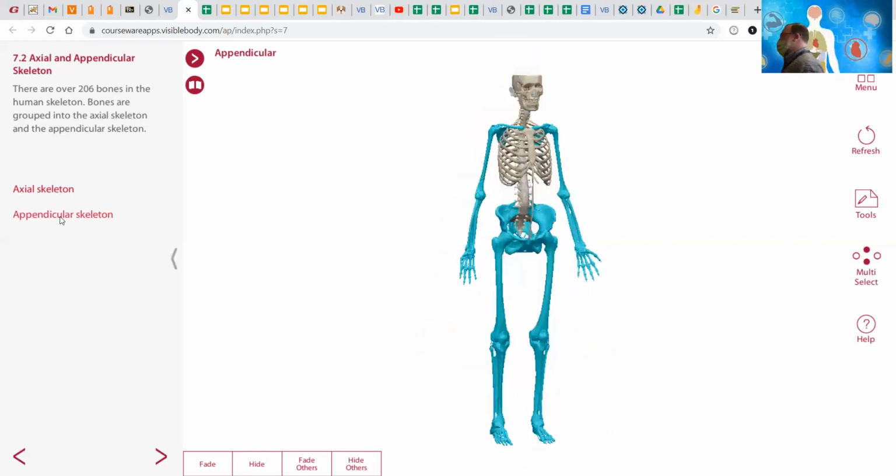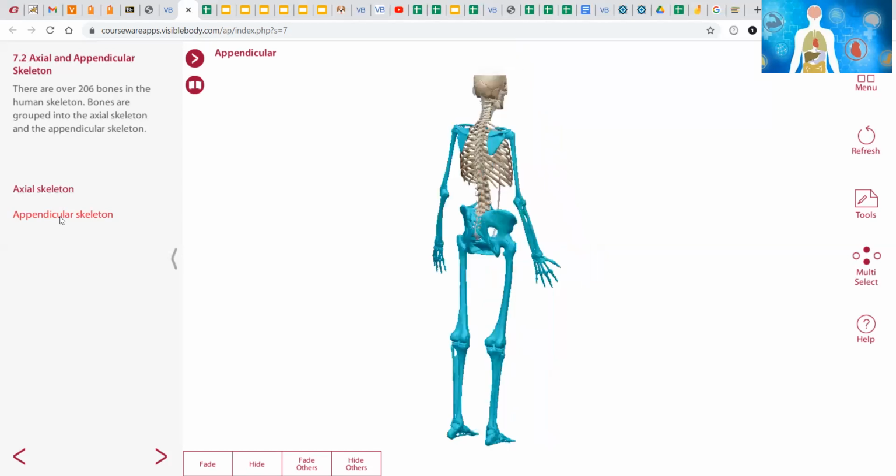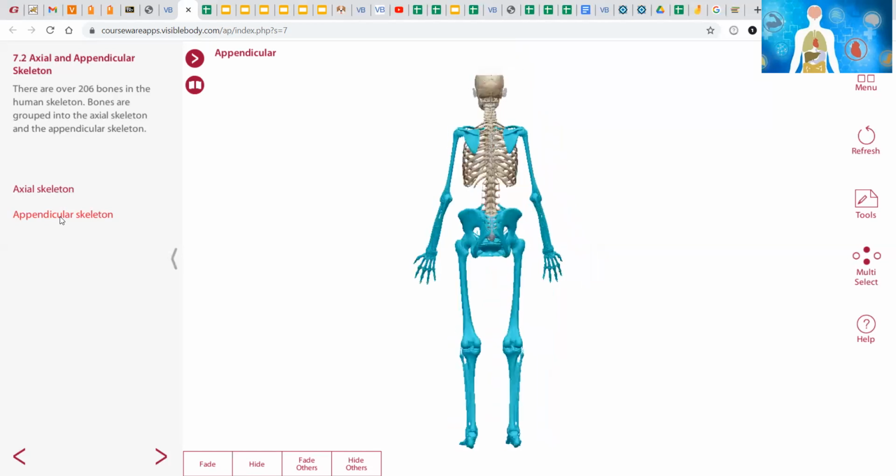So the appendicular skeleton, just like the name implies, involves the appendages. You've heard that term at some point, some sort of extra or an attachment, right? We think of the arms and the legs, but there are also a couple of other features that go along with the appendages. If we look at Mr. Bones and spin him around, we can see his shoulder blades and his pelvis are also highlighted in blue.